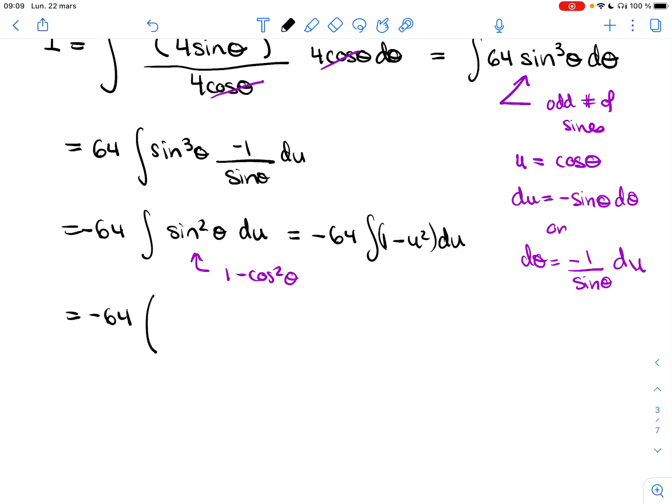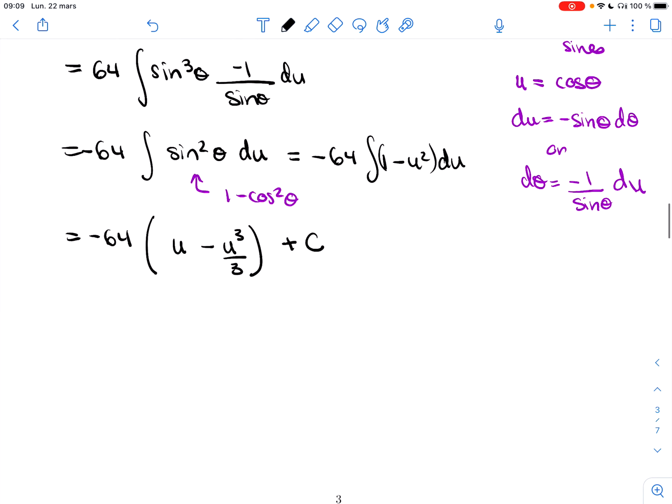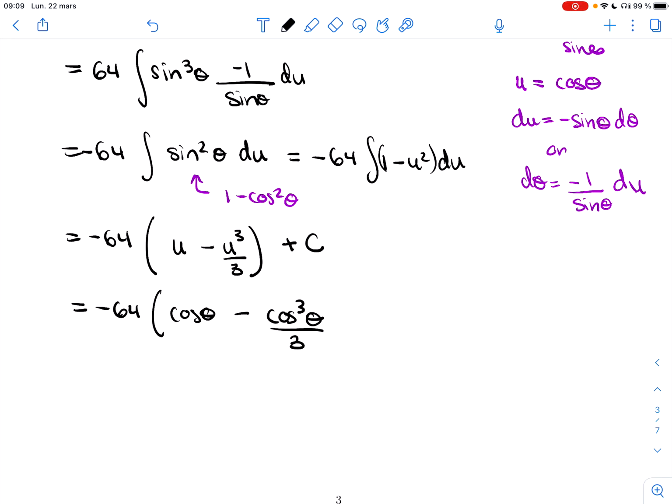The integral of 1 is usually x, but that's because I usually have x as my variable. Here I have u, so the integral of 1 du is just u. And then u cubed over 3 plus c. And now I slowly go back. First thing is I replace u by cosine. So I'm going to get minus 64 cos theta minus cosine cube theta over 3.